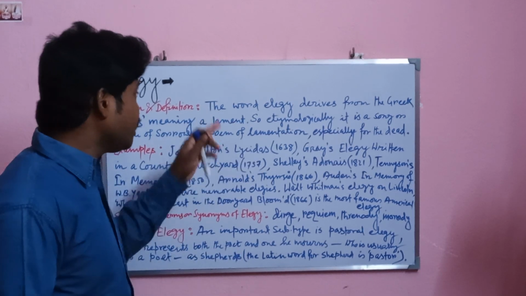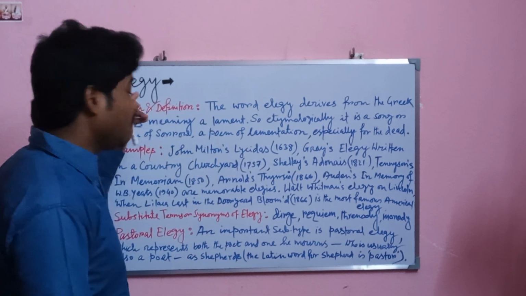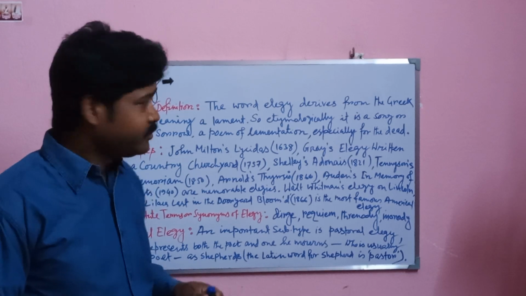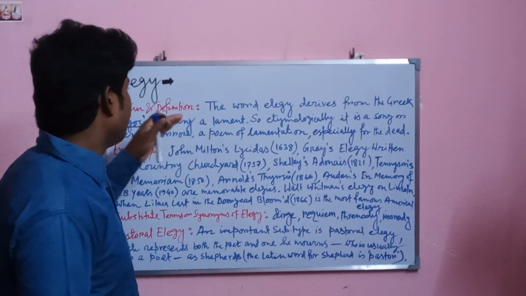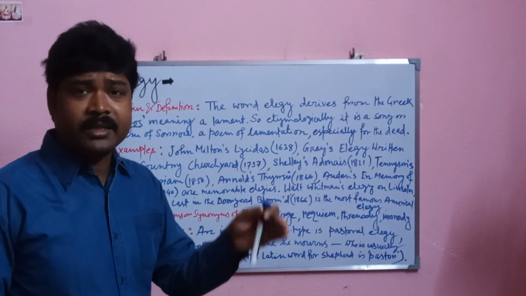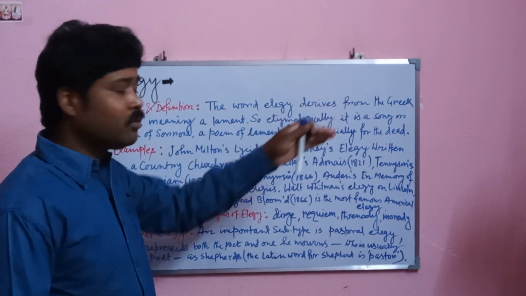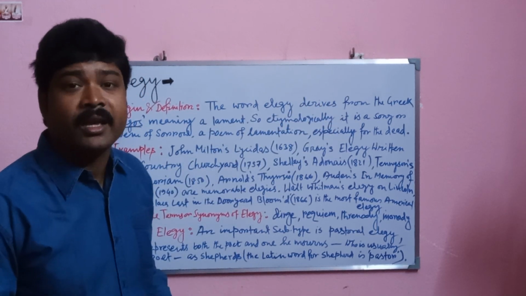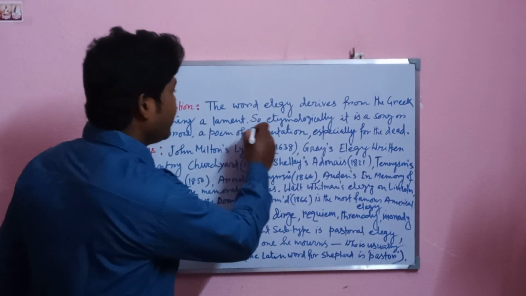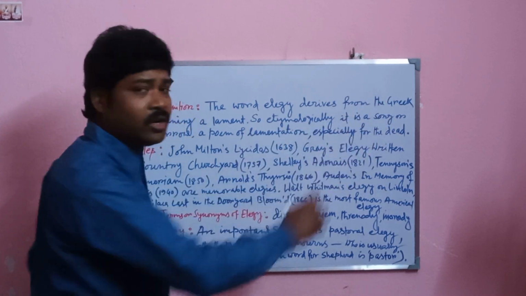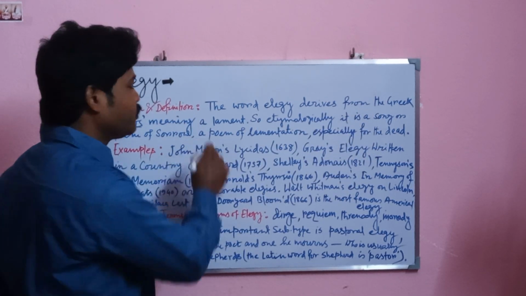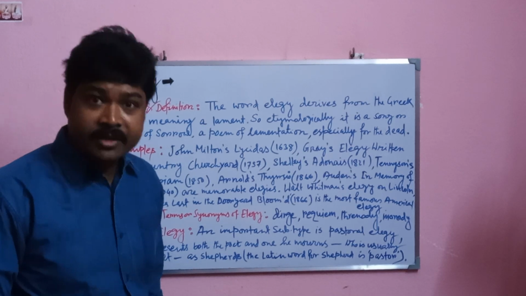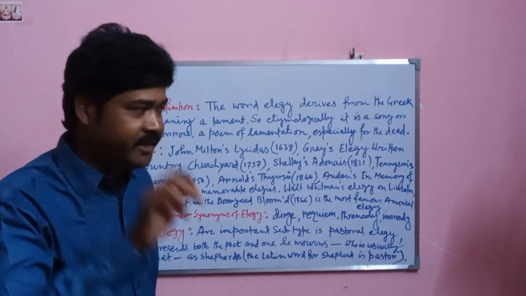The word elegy comes from the Greek word elegos, which means a lament. So, etymologically, it is a song or poem of sorrow, a poem of lamentation, especially for the dead.